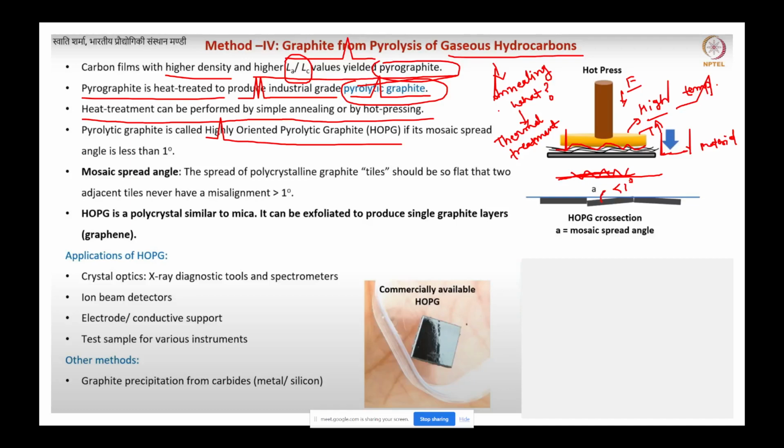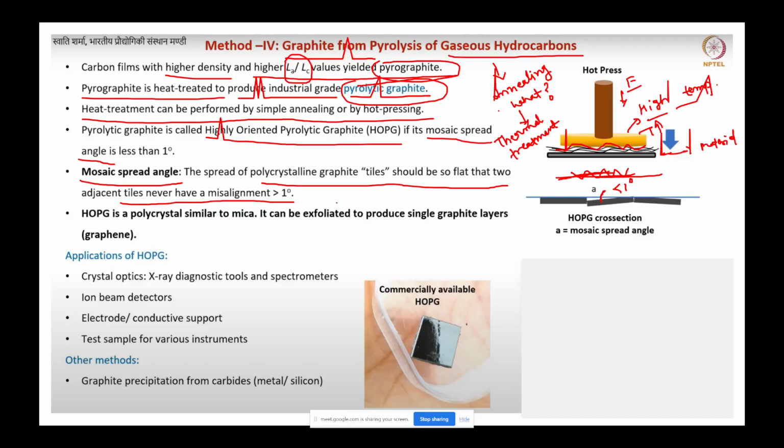So here a new term came, which is mosaic spread angle. So this is about this angle. Which angle? This less than 1 degree. So what is this? The spread of polycrystalline graphite tiles should be so flat that two adjacent tiles never have misalignment, and it should be less than 1 degree.